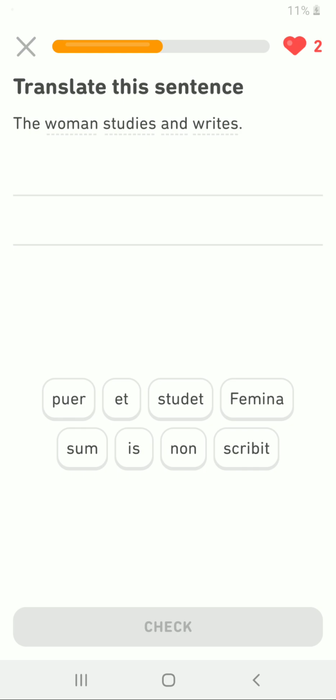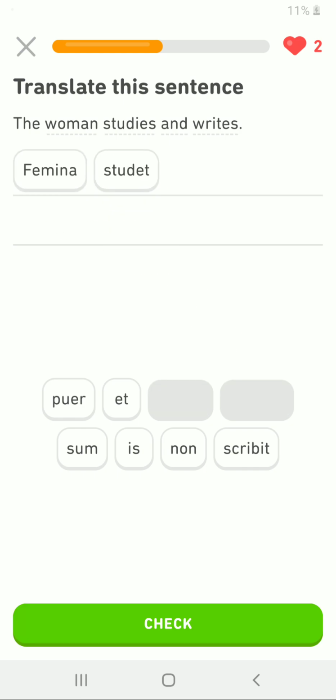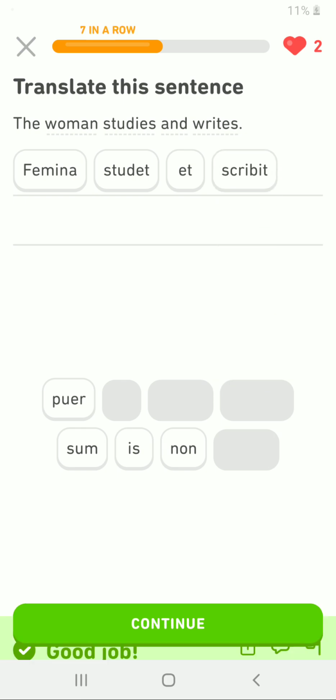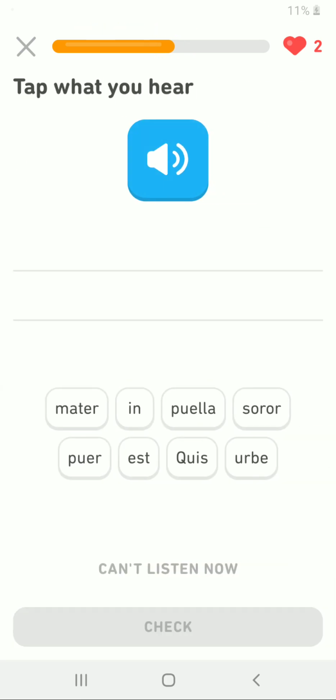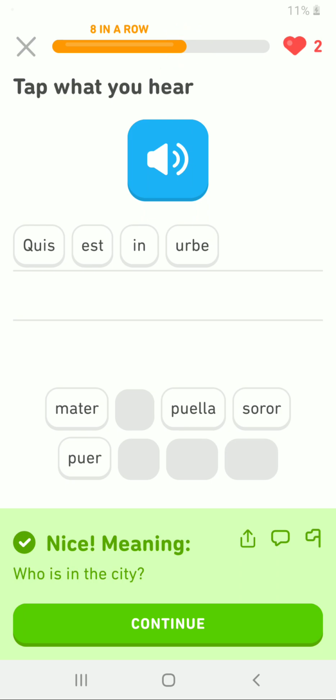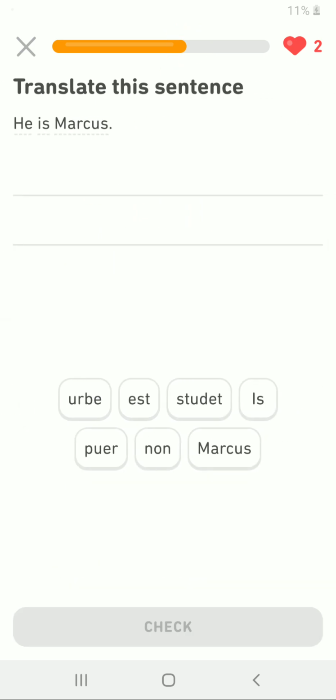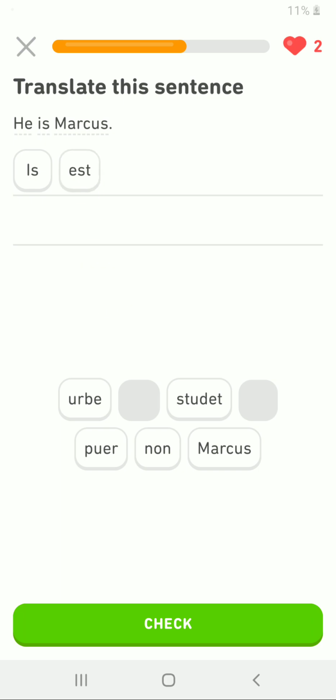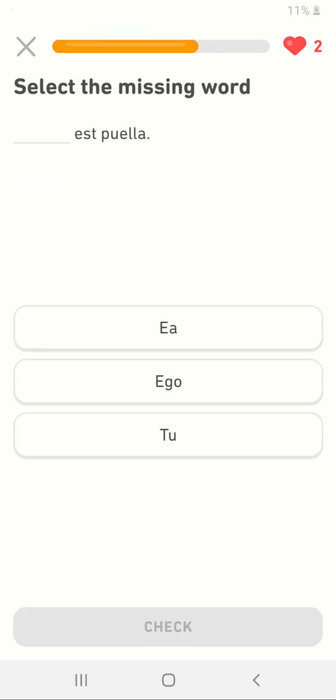The woman, so femina, studet et scribit. Quis est in urbe? Urbe. So who is in the city? Urbe. He is Marcos. Is est Marcos. Marcus.